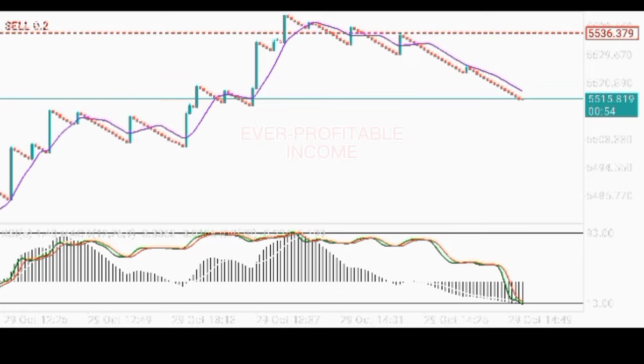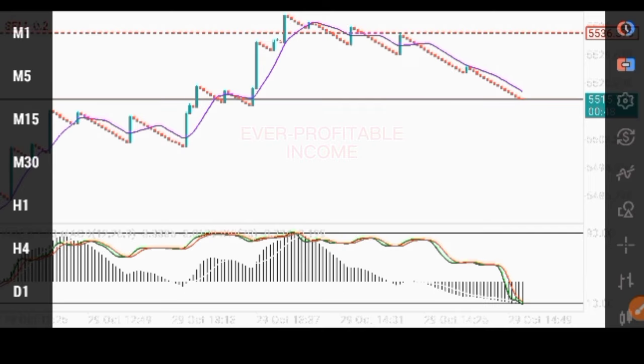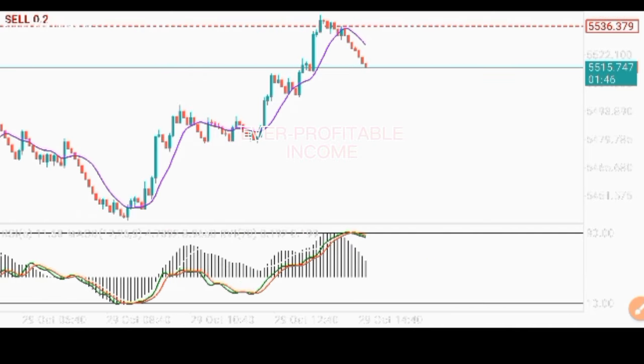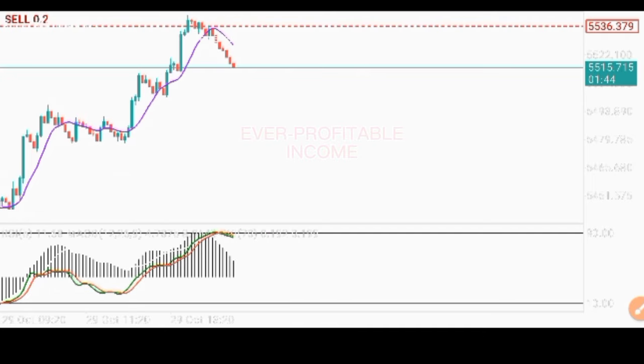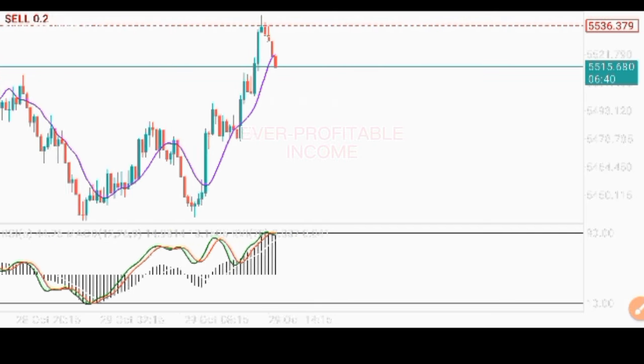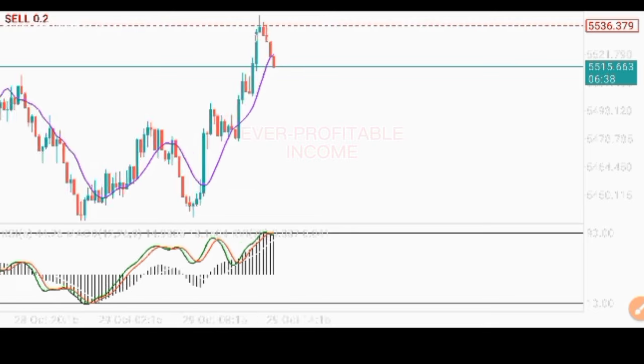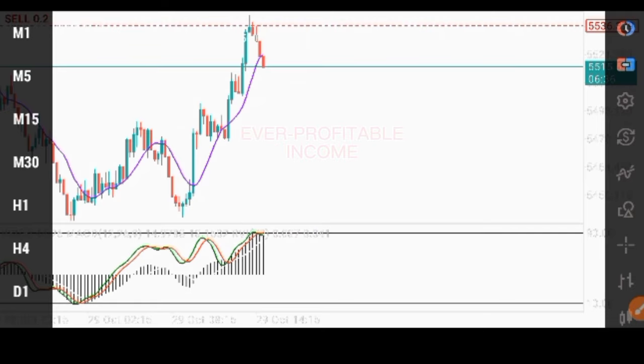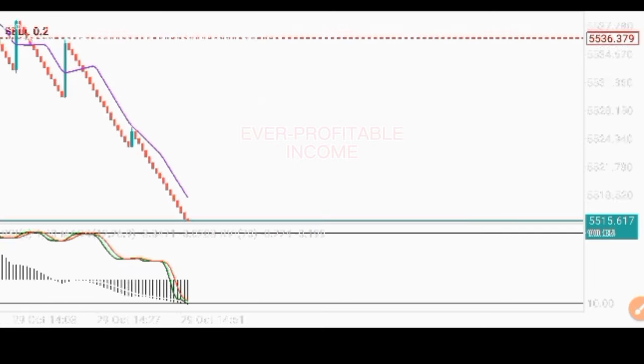But do not be scared of the spike, because right on the 5 minutes time frame we still have it selling, and on the 15 minutes time frame we also have it selling. So do not be scared. These are the conditions you have to look out for before taking a trade.